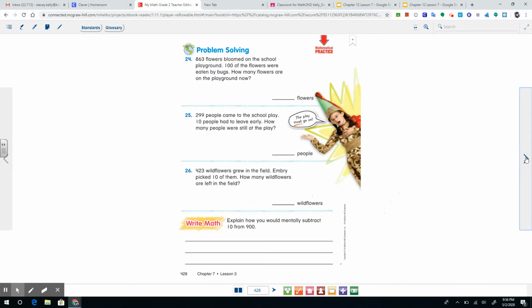Okay, remember math, there's not just one way to solve a problem in math. You can solve it many different ways. Find the strategy that works best for you and stick with it. You're doing a fantastic job.